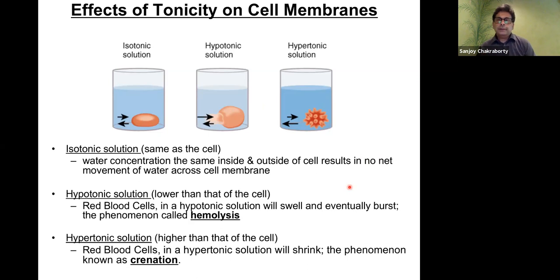In hypotonic, the outside solute concentration is lower than that of the cell. That means outside has more water. This is the part you have to understand. If the outside has a lower solute concentration, that means outside is more water.